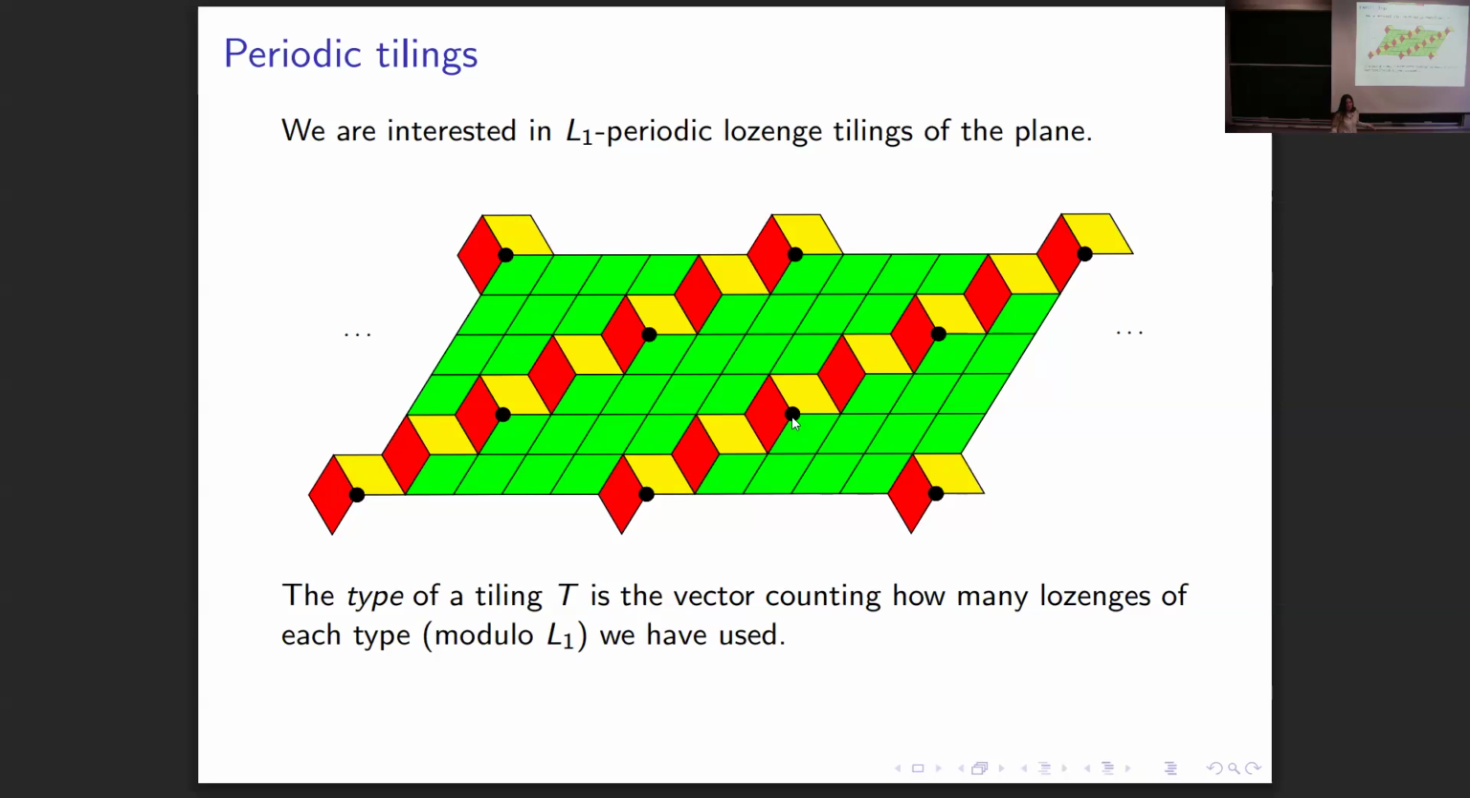I mean, I'm counting modulo L1, so like any region, really. You can choose any fundamental domain, right? But I shouldn't count this and this, for example, right? Hmm? 3 red, 3 yellow. I don't see 3 red, sorry. I only see 2 red. I see 2 red, I see 2 yellow, and I see 8 green.